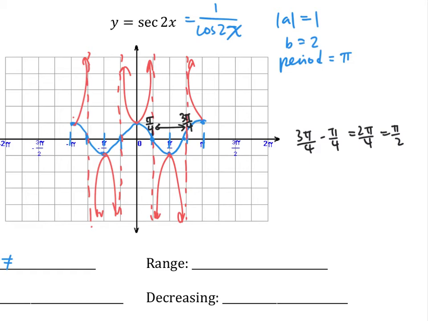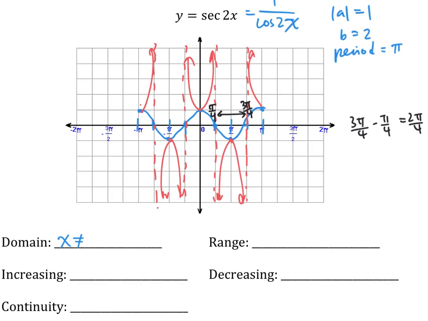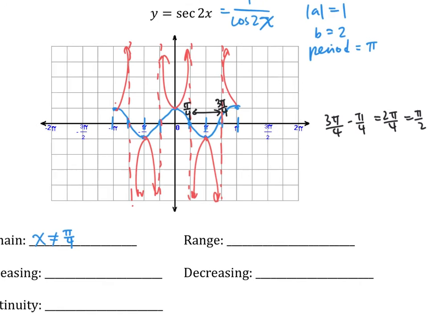So every pi over 2, something is happening. But starting from where? It started from pi over 4. Or you can just pick any of the asymptotes to start with. And then every time I go pi over 2 more, I reach another vertical asymptote. So that means pi over 2 n, meaning I go 1 pi over 2 over, and then 2 pi over 2 over, or 3 pi over 2 over, and n just tells me how many times over. So n is an integer.